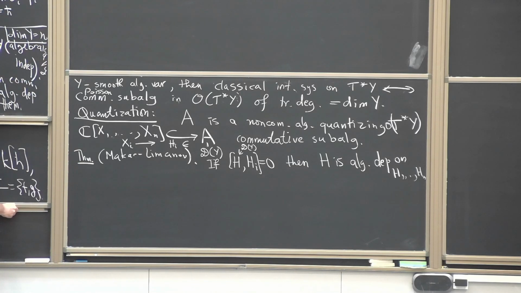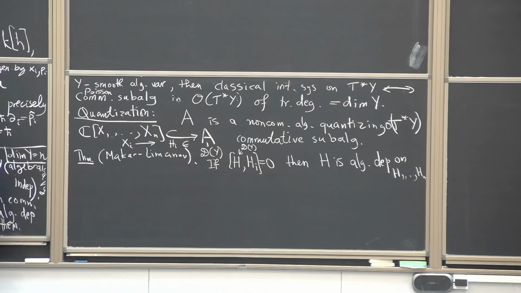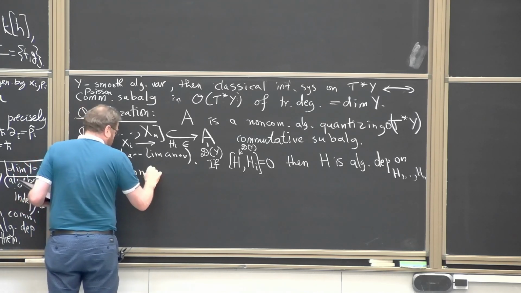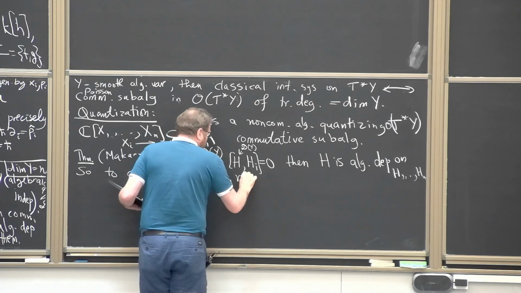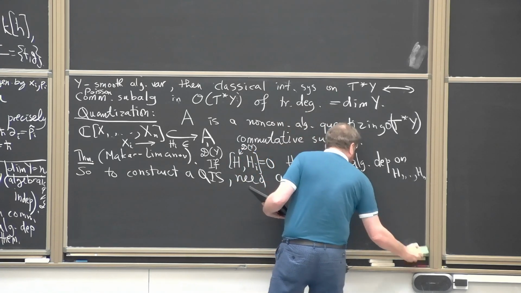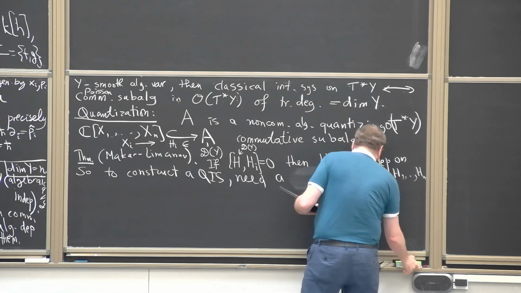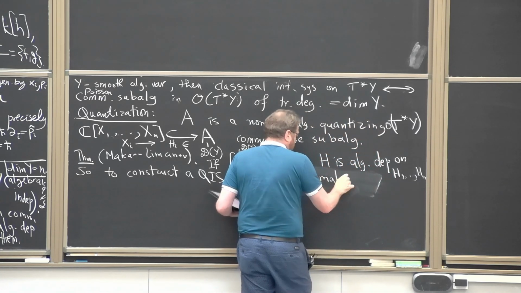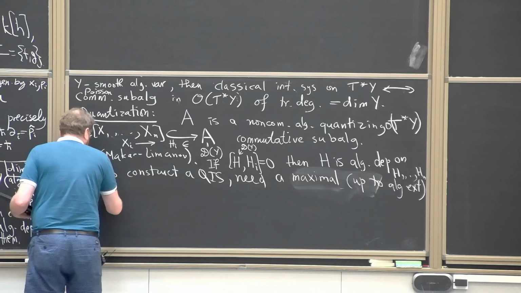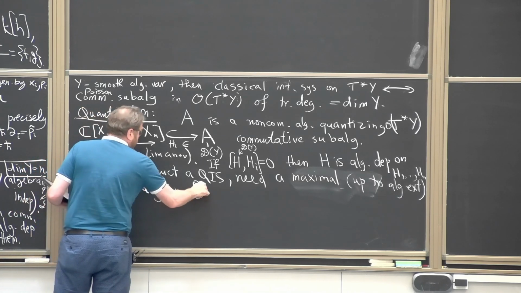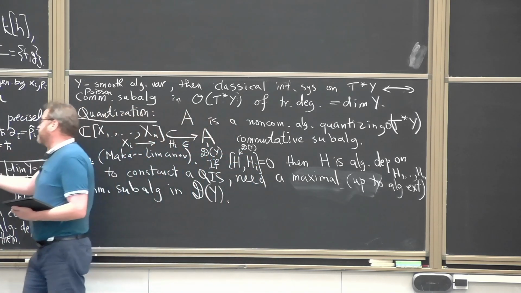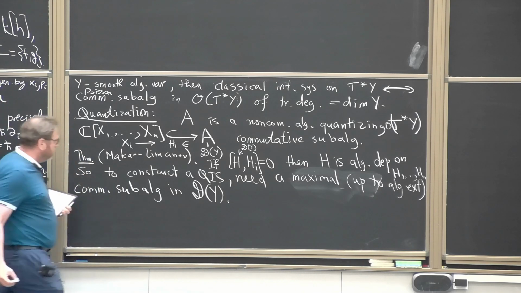So if you want to construct a quantum integrable system, you need a big enough commutative subalgebra, or if you like, maximal up to algebraic extensions, commutative subalgebra in the algebra of differential operators on Y. And then we will say that it's a quantization of the classical system if it converges to it when h bar goes to 0.